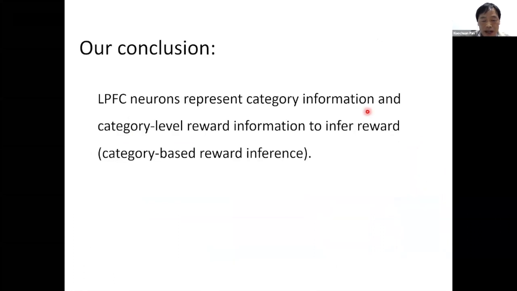Based on those data, our conclusion is that PFC neurons may represent category information and category-level reward information to infer reward. We call this category-based reward inference. Okay, thank you very much.